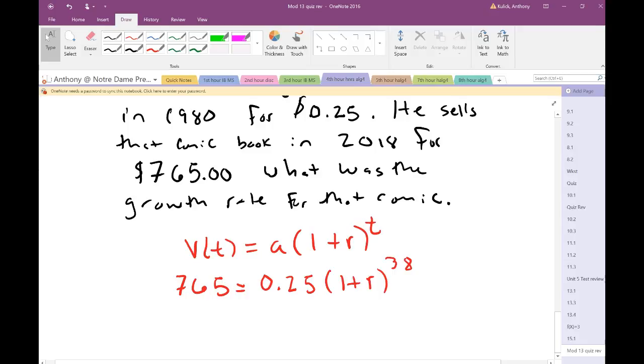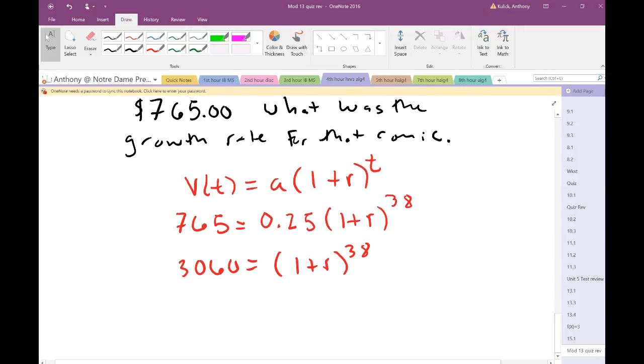divide by the 0.25. Okay, so that gives me this. Then what would I do? Can you distribute an exponent across an addition or subtraction symbol? No, you cannot. You could graph it, I suppose. Why don't we just take the 38th root of both sides, though? Everybody okay with that?